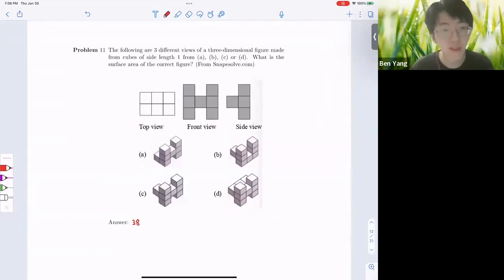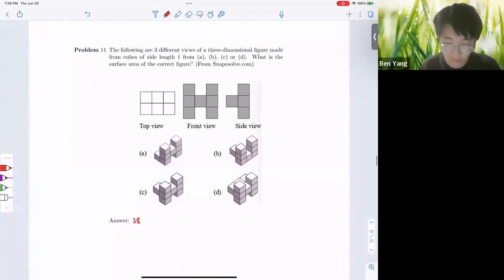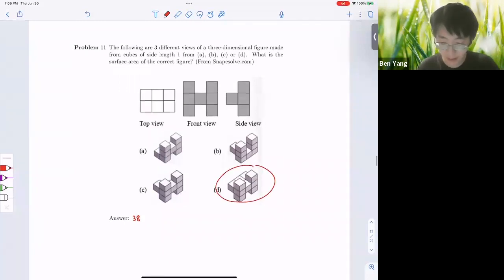Okay, question number 11. The following are three different views of a three-dimensional figure made from cubes of side length 1, from A, B, C, or D. What's the surface area of the correct figure? If you look at A, B, C, and D, only D satisfies all three views, the top, front, and side. So you can simply compute the surface area of part D.